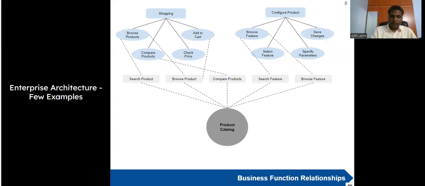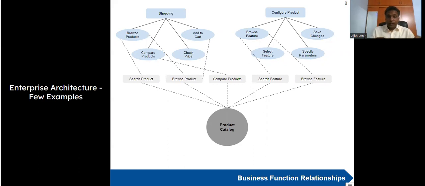So another example to look at is shopping. Maybe we can take a telecom example. Say somebody is coming and shopping for a broadband service, right? So they can browse a product, compare a couple of products, check the price, and add to the cart, right? Similarly, after they order, once they are ready to use, they can configure the product, right? They can go through a router configuration page, look at the features available, select which feature they want to change, specify the parameters, and save changes, right? So these are all the business functions involved.